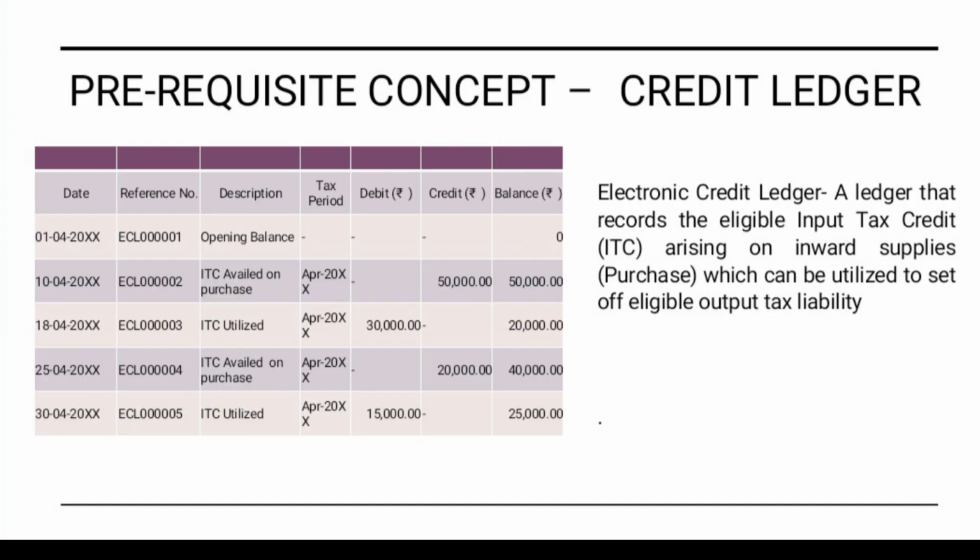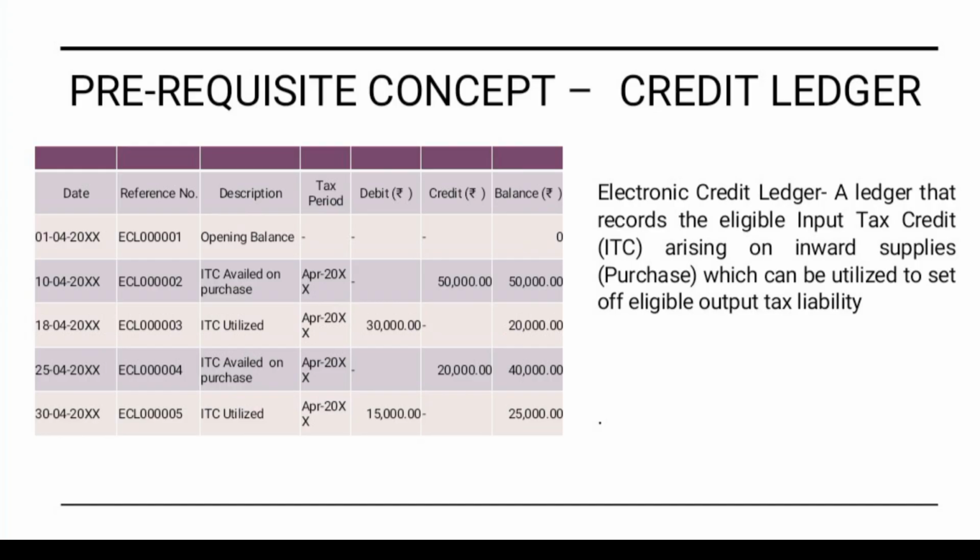Means ITC arises on purchase. When I sell it to the consumer, I will set up the credit. In the example, you will apprehend better. Okay. So the electronic ledger records the eligible input tax credit, ITC, arising on inward supply or purchase, which can be utilized to set up eligible output tax liability.